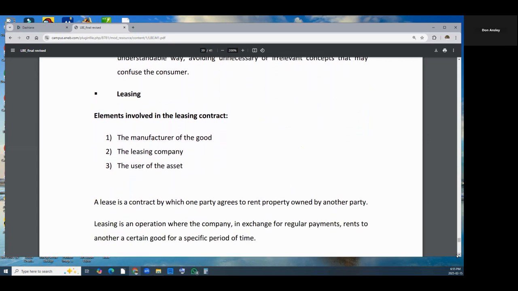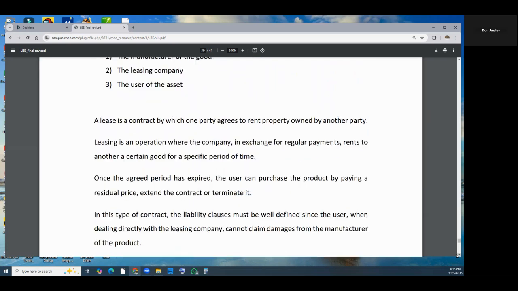Leasing. Elements involved in the leasing contract are the manufacturer of the good, the leasing company, and the user of the asset. A lease is a contract by which one party agrees to rent property owned by another party. Leasing is an operation where the company, in exchange for regular payments, rents to another a certain good for a specified time. Once the agreed period has expired, the user can purchase the product by paying a residual price, extend the contract, or terminate it. And in this type of contract, the liability clauses must be well defined, since the user, when dealing directly with the leasing company, cannot claim damages from the manufacturer of the product.